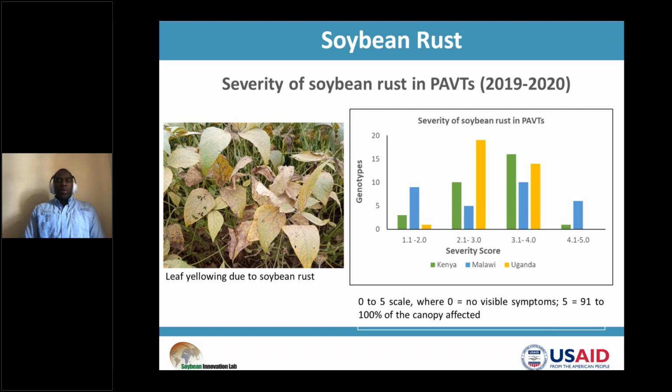When we looked at the genotypes in the Pan-African variety trials in Kenya, Malawi, and Uganda, we see that the severity was quite high. The majority of these genotypes, or entries, in the Pan-African variety trials are above a score of 2. This is based on a 0 to 5 scale, where 0 is no visible symptoms and 5 is 91 to 100% of the canopy. So what we see is that there could be only a few genotypes that are resistant to this disease. Next slide, please.